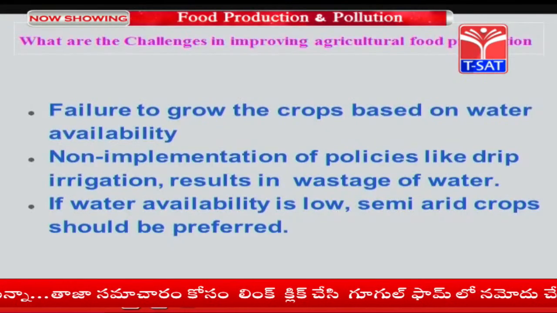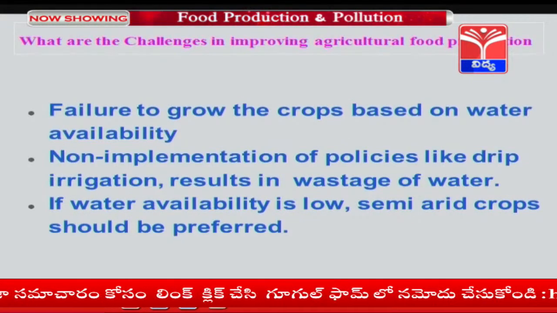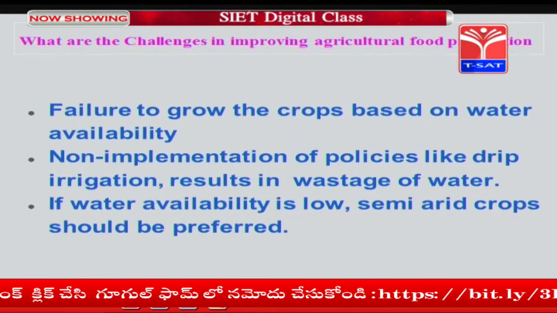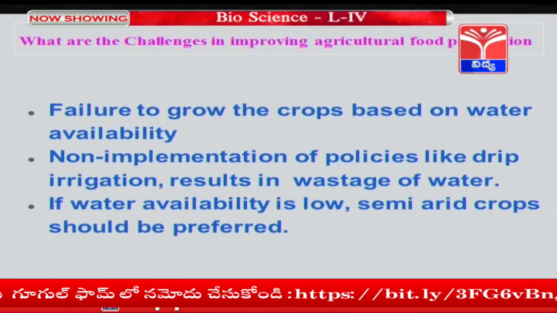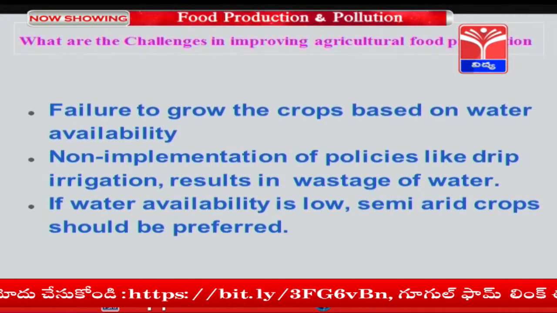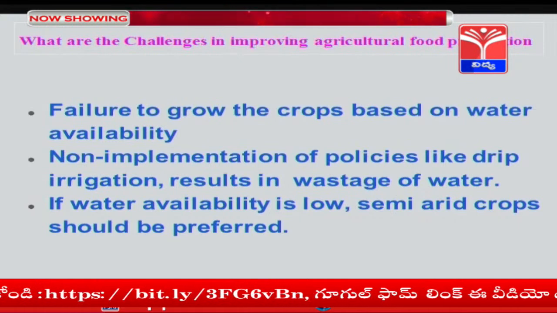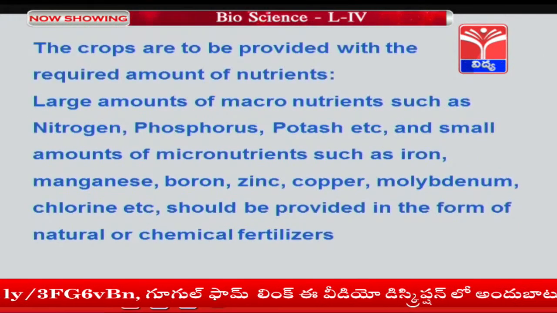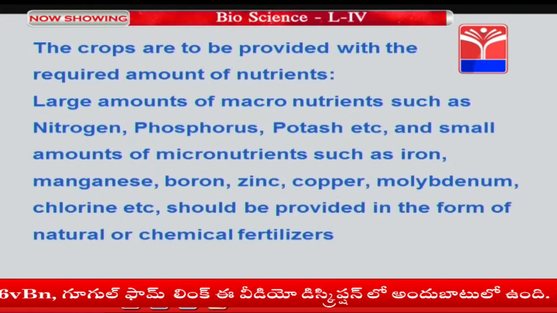What are the challenges in improving agricultural food production? Failure to grow the crops based on water availability, and non-implementation of policies like drip irrigation, results in wastage of water. If water availability is low, semi-arid crops should be preferred. The crops are to be provided with the required amount of nutrients.